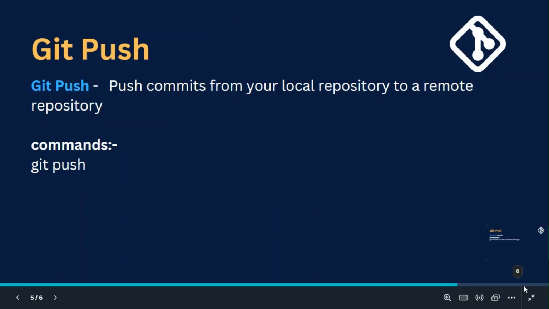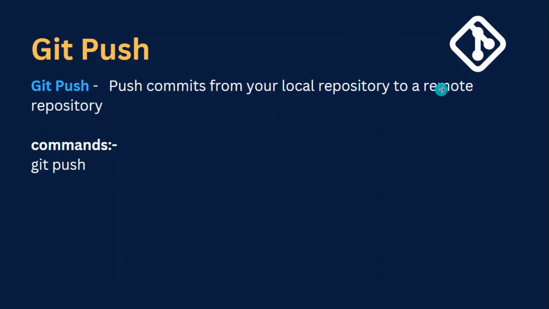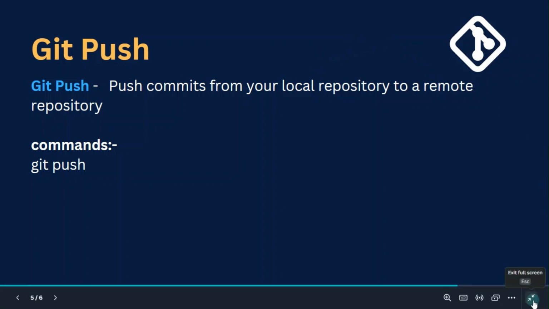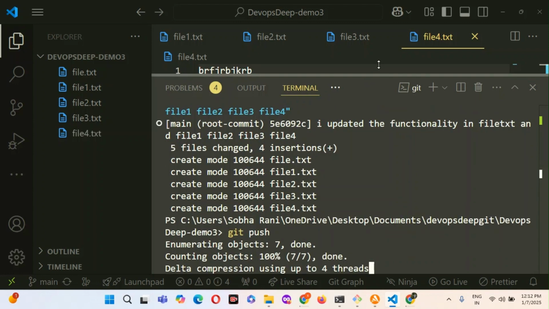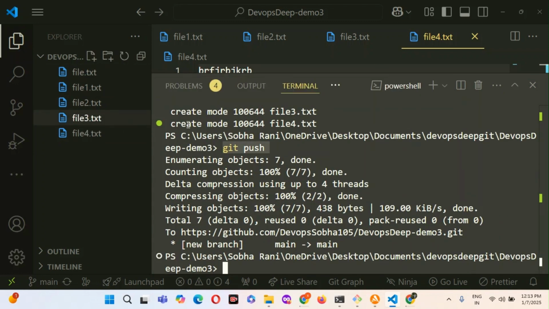The next command is git push. What is git push? Whatever code is there in your local is pushed to the GitHub repository. So that is git push. I will show it. Just write the command git push. These files are pushed to the GitHub repository.